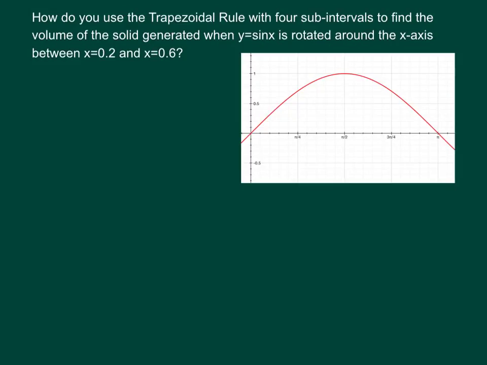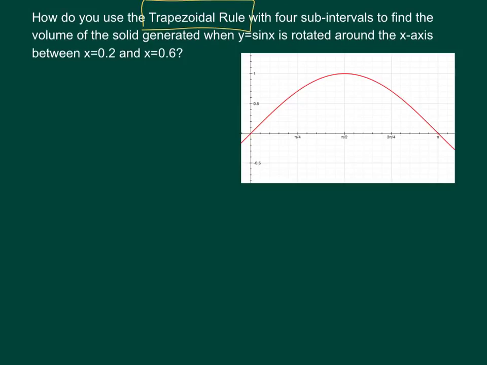Right, so what we're asked to do here is to use the trapezoidal rule with 4 subintervals to find the volume of the solid generated when y equals sine x is rotated about the x-axis between x equals 0.2 and x equals 0.6. All right, a few things to start with here. So, trapezoidal rule.